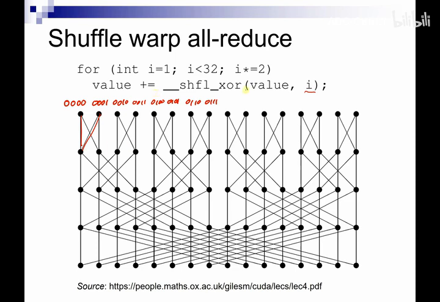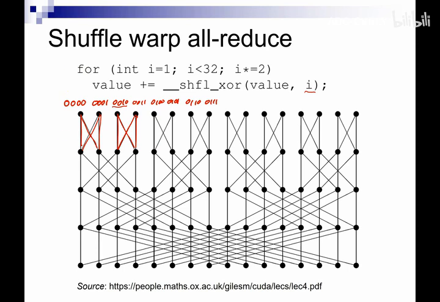Now, if you look at thread 1, he's going to take 1 XOR 1, and that's going to be 0. So he's going to take these 2 copies of value and add them. Now this thread over here, 0010, if you XOR with 1, you're going to get 0011. So he's going to do these 2 additions, and 0011 is going to do these 2 additions, and so on. The first time you do this, you get these butterfly operations. Each thread just takes the next thread and adds that value to itself.